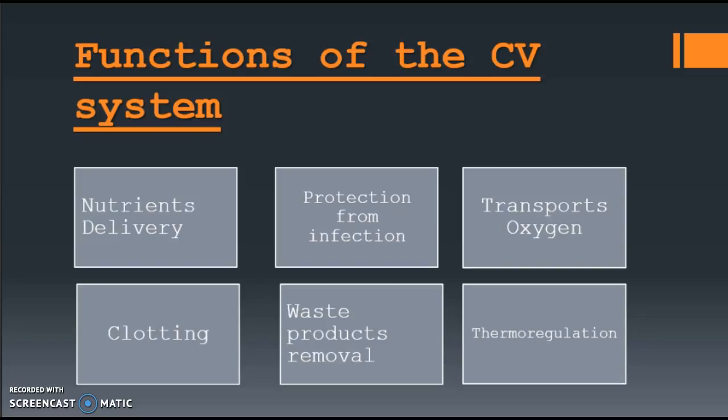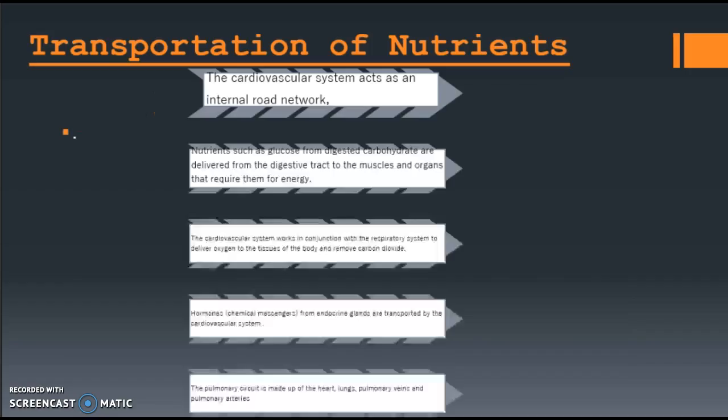So, first thing we're going to be talking about is the functions of the cardiovascular system, and this involves the nutrients delivery, protection from infection, the transportation of oxygen, clotting, waste products removal, and thermoregulation. So the first thing we're going to be talking about is the transportation of nutrients.